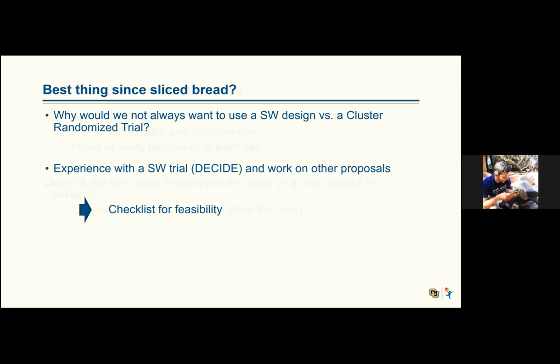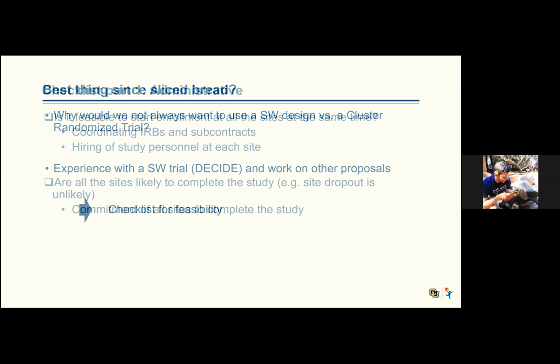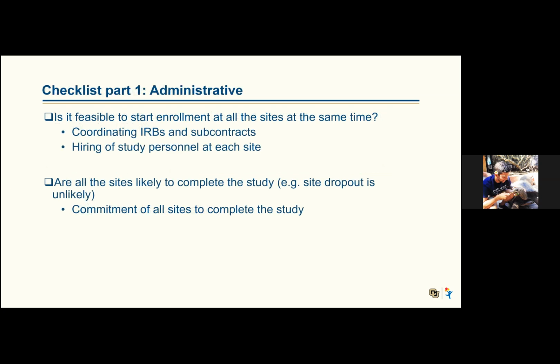So the first part of the checklist are administrative issues. So is it feasible to start enrollment at all sites at the same time? And, you know, coordinating IRBs and subcontracts, hiring of study personnel at each site, that all needs to be done before you can start even one site. You can't start one site and wait for the others to catch up. You've got to start everybody at the same time.